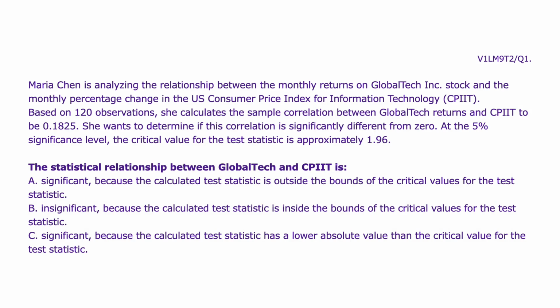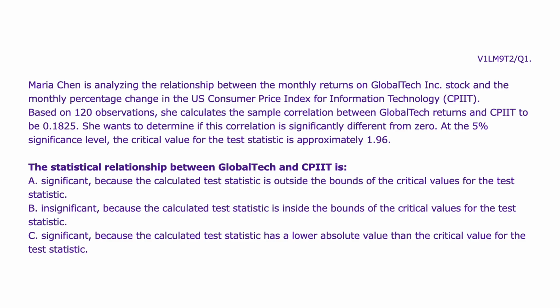Maria Chen is analyzing the relationship between the monthly returns on Global Tech, Incorporated stock, and the monthly percentage change in the U.S. Consumer Price Index for Information Technology, CPIIT. Based on 120 observations, she calculates the sample correlation between Global Tech returns and CPIIT to be 0.1825. She wants to determine if this correlation is significantly different from zero. At the 5% significance level, the critical value for the test statistic is approximately 1.96.